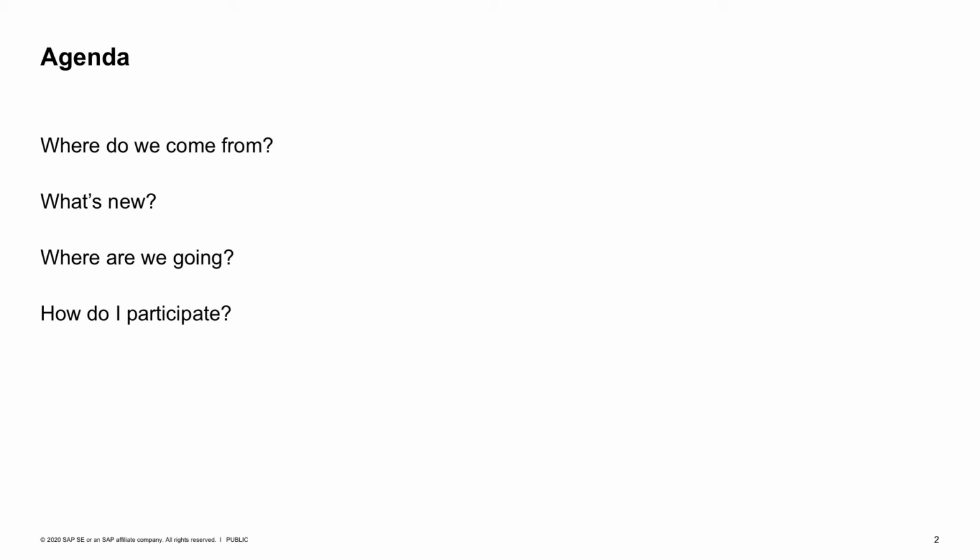So I want to talk a little bit about where do we come from. Let's set a baseline. I want to cover what's new in the SDK. We just had a new release, version 6.0, with support for iOS 14 new features. And then I want to spend some time talking about where are we going. So what does our short-term roadmap look like, and also what are our strategic criteria for our new feature development. And lastly, I want to cover for partners and customers, how do we participate.